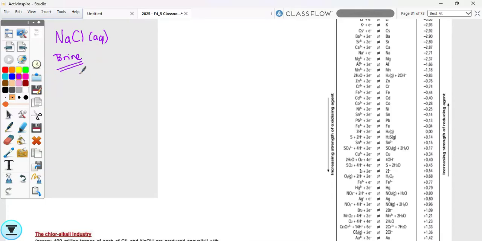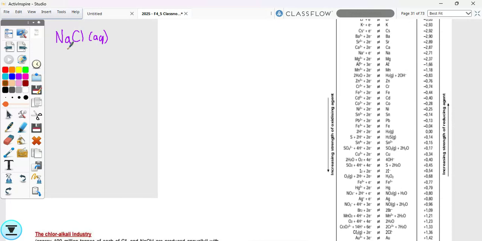You know, if you buy tuna in brine, it just means it's in salt water. So they call it brine. So it's concentrated. And that's the important part. As soon as you see the word concentrated, it's not standard conditions anymore, so they can become stronger oxidizing agents and reducing agents. But you're still going to follow what we've done.